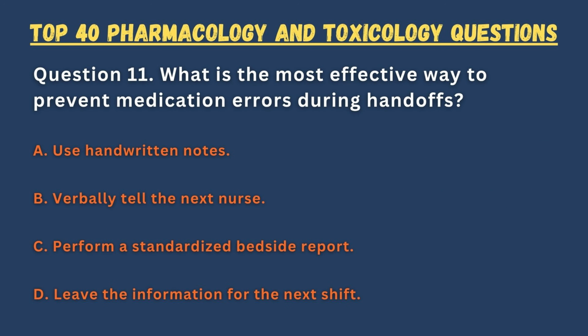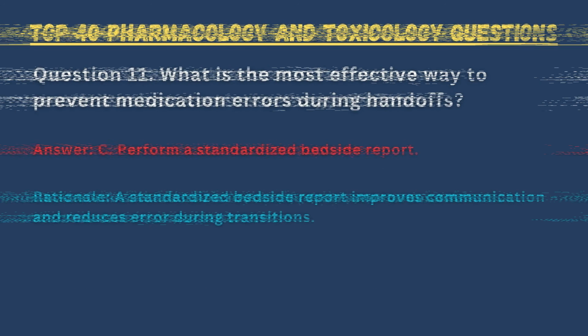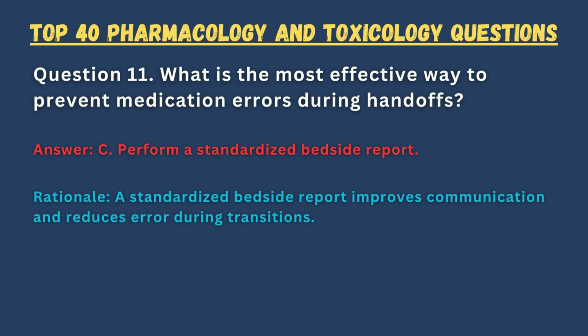Question 11. What is the most effective way to prevent medication errors during handoffs? A. Use handwritten notes. B. Verbally tell the next nurse. C. Perform a standardized bedside report. D. Leave the information for the next shift. Answer. C. Perform a standardized bedside report. Rationale. A standardized bedside report improves communication and reduces error during transitions.